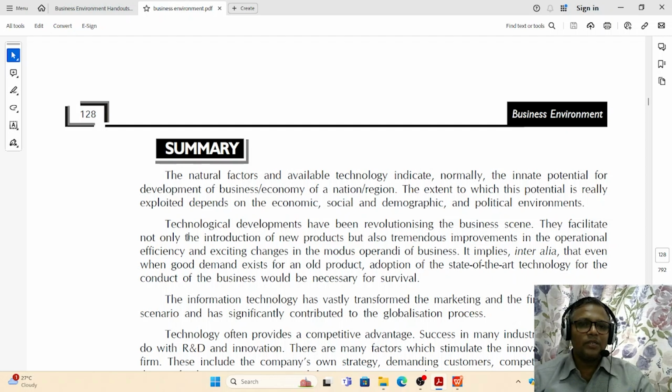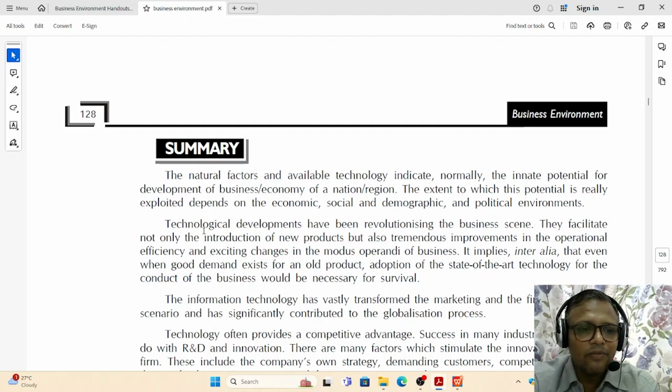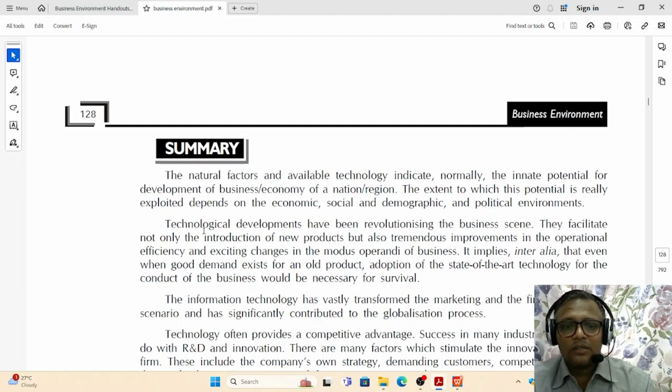The technological developments have revolutionized the businesses. They facilitate not only the introduction of the new products but also tremendous improvements in the operational efficiency and exciting changes in the modus operandi of the businesses. It implies inter alia that even when good demand exists for an old product, adoption of the state-of-the-art technology for the conduct of the businesses would be necessary for the survival. Thus, the information technology has vastly influenced the marketing and the financial market scenario and has significantly contributed to the globalization process. Technology often provides the competitive advantages.